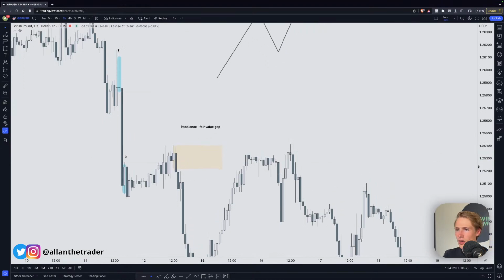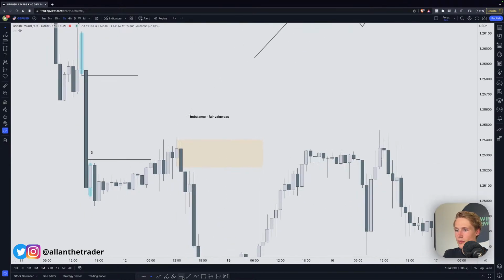And here it's a very small imbalance, but you can see this. If this is the first candle, that's your zone. And this is your third candle, there's still an imbalance. And that's what's needed for a supply or demand zone.